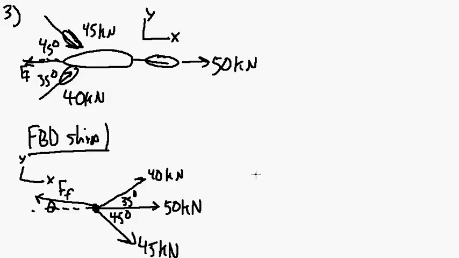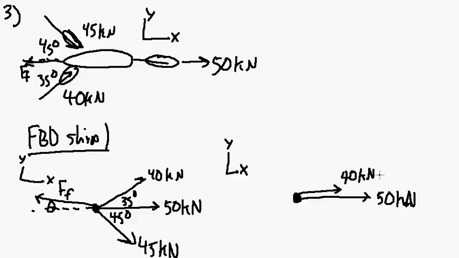So, second free body diagram, where we resolve everything in components. I'm going to redraw our coordinate axes. This is not strictly necessary, but I'm going to do it because I like to. Okay, so there's our 50 kilonewton force. This force here is going to be 40 kilonewtons times cosine of 35 degrees. This one up here is going to be 40 kilonewtons times sine of 35 degrees.